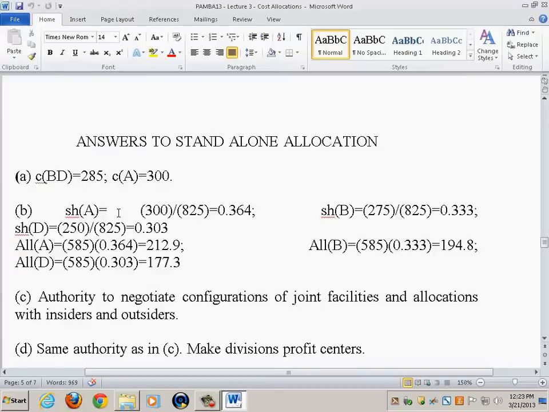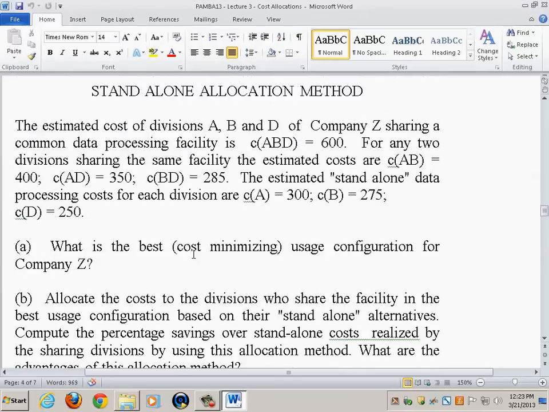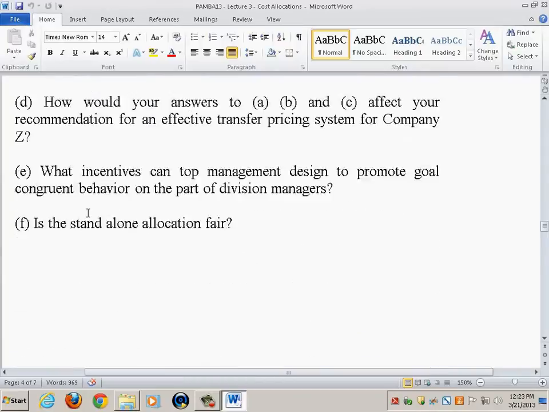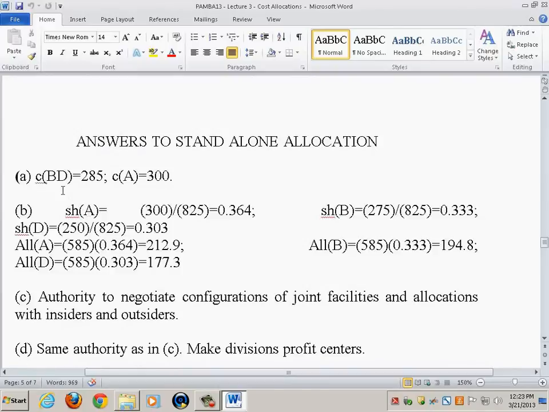Let's do it on the basis of how much each shares, how much there's a cost reduction of each when they go it alone compared to the total cost of going it alone. So the total cost of all three of them going it alone is, let's go back here, 300 plus 275 plus 250, which is 825.